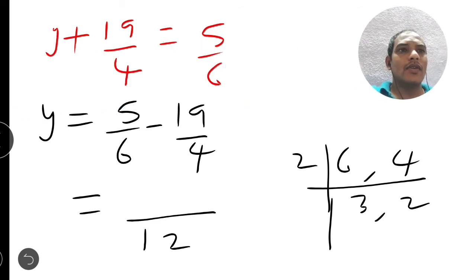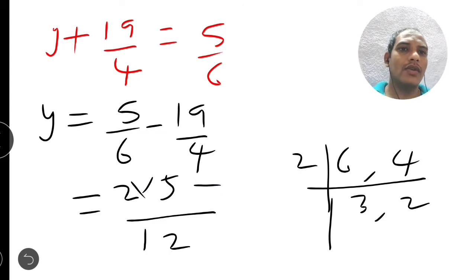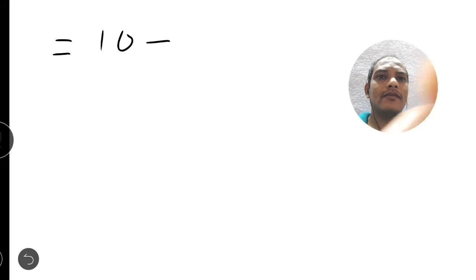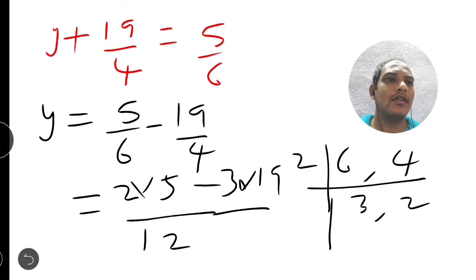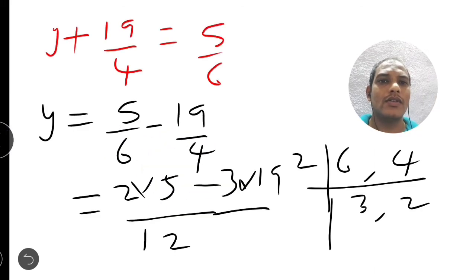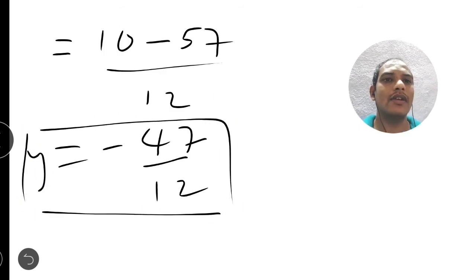12 in the 6 table 2s are 12, so 2 into the numerator, 2 into 5, minus 12 in the 4 table 3s are 12, so 3 into the numerator, 3 into 19. So 2 5s are 10 minus 3 19s are 57, divided by 12. It equals 10 minus 57, which is minus 47 by 12. Any cancellation? No cancellation. So the y value is minus 47 divided by 12.